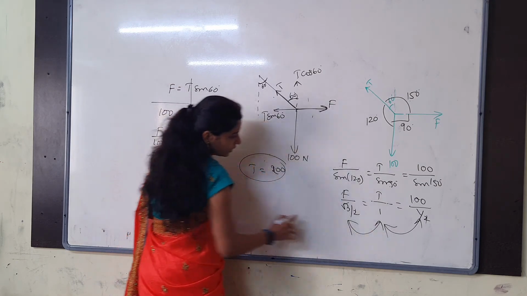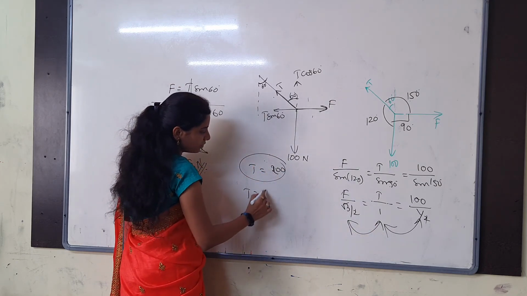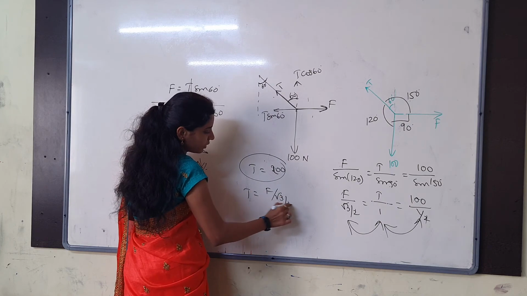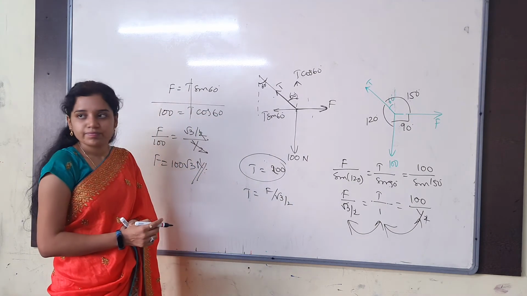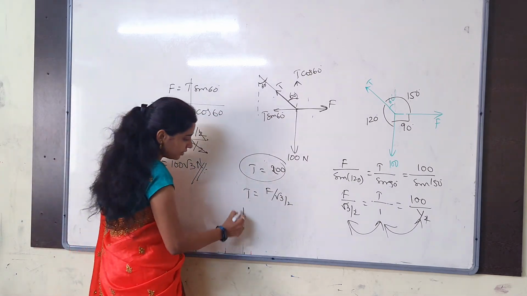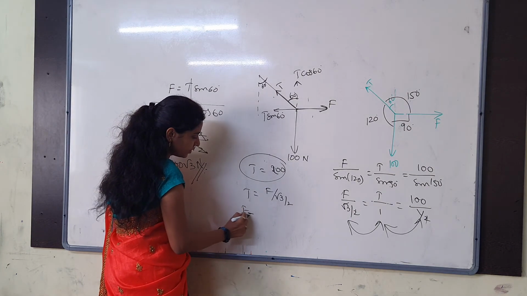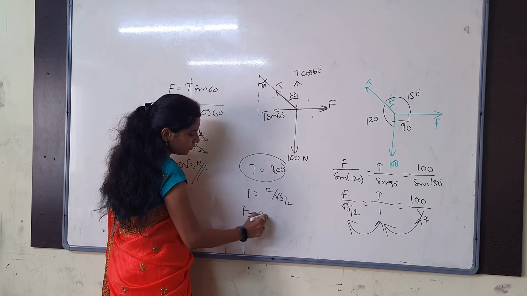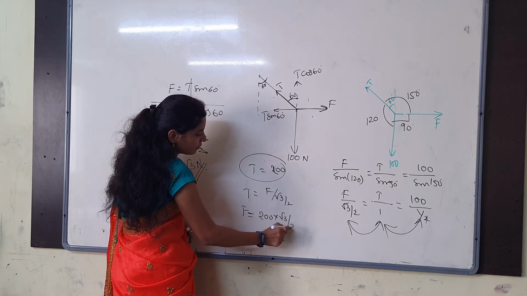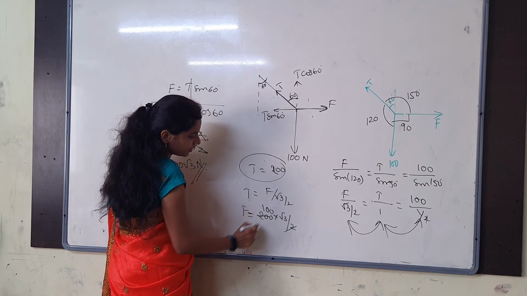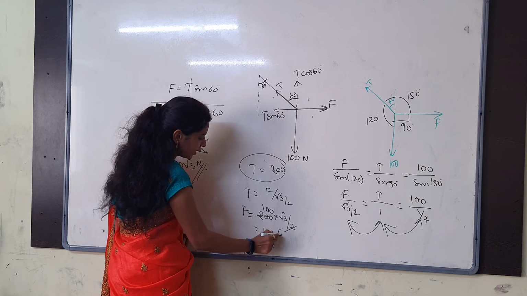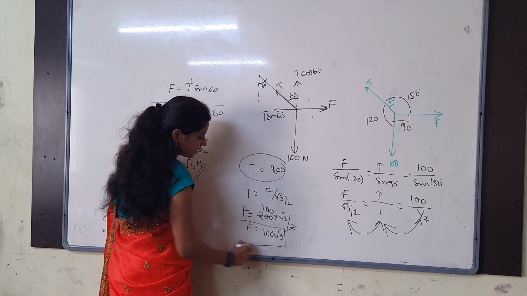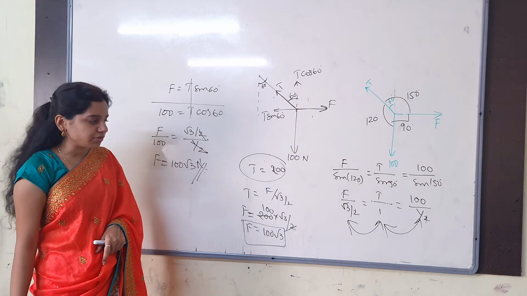Second time, what do you have to equate? T equals F by root 3 by 2. Which value do you have to find? F only. F equals T into root 3 by 2. T is how much? 200 into root 3 by 2. Then this will get cancelled. Then what is the answer? We get 100 root 3. Before also the same answer or not? Yes, 100 root 3 newtons.